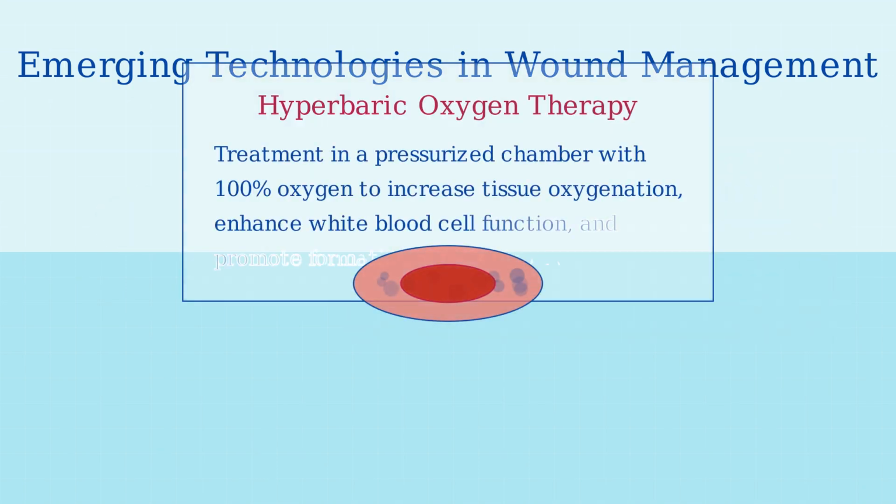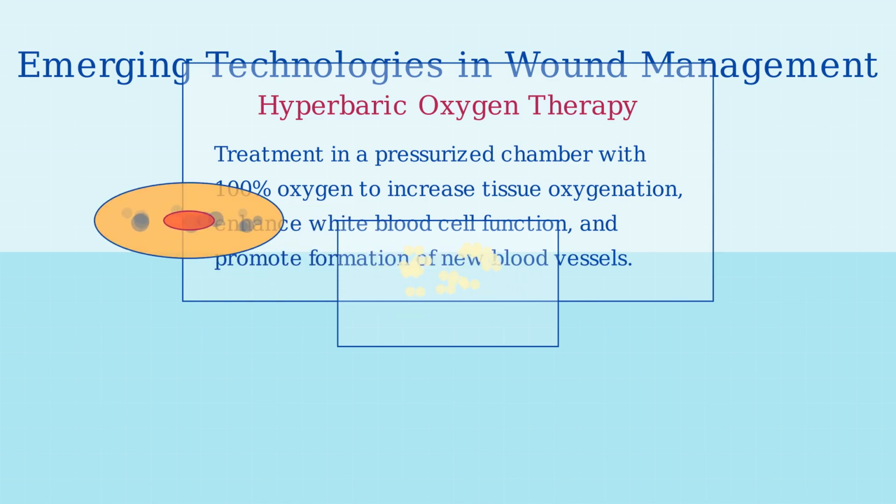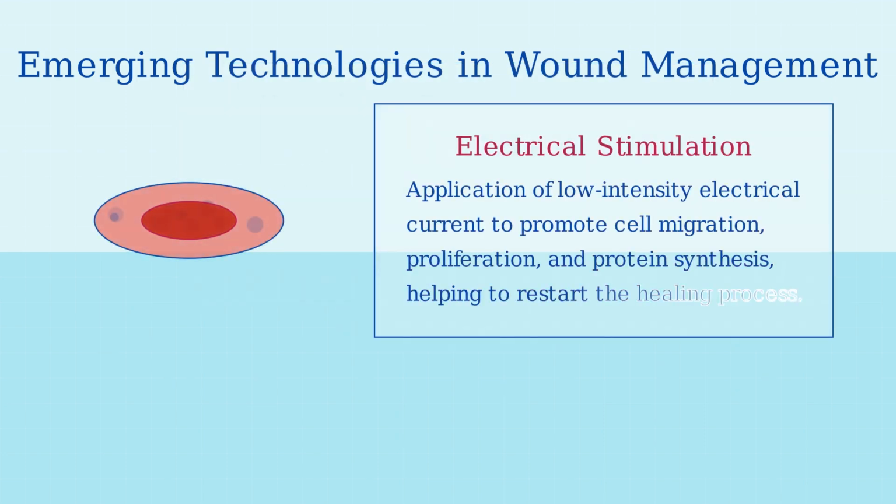Hyperbaric oxygen therapy involves treating patients in a pressurized chamber with 100% oxygen. This increases oxygen concentration in the blood and tissues, enhances white blood cell function, and promotes the formation of new blood vessels, particularly beneficial for problematic wounds like diabetic ulcers and radiation injuries. Electrical stimulation therapy uses low-intensity electrical current to stimulate wound healing. This promotes cell migration and proliferation, increases protein synthesis, and helps restart the healing process in stalled wounds.